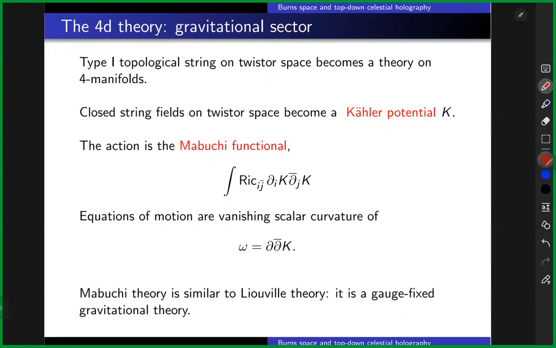So what are the dimensional parameters of the theory? You have some coupling constant in front of the Mabuchi functional? Yeah, it's either N or N squared or something like that. There's only one parameter.